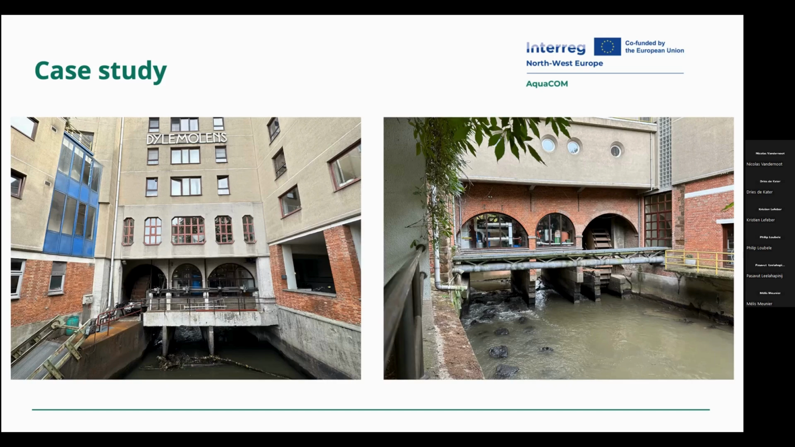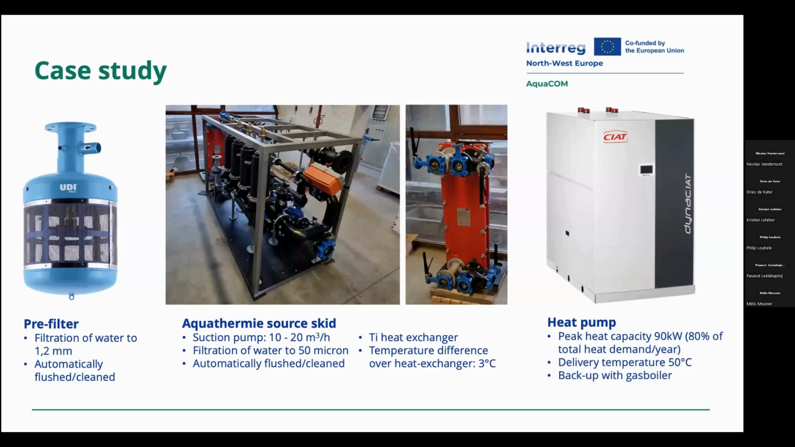It is a building which is connected to a river, so it means that we have chosen an open loop system in this case. An open loop system, as said, is made out of 4 parts. And so we have the main filter, or the first filter. It's a 1.2 millimeter filter that we installed there, and it's automatically flushed and cleaned.